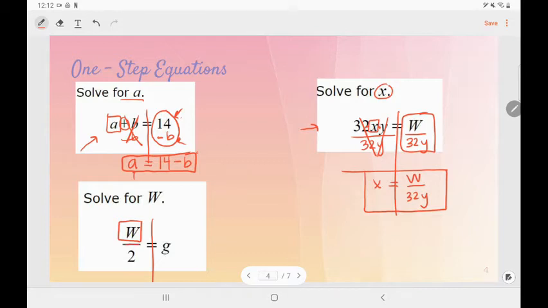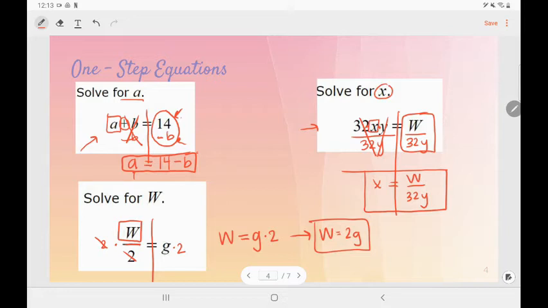Since this fraction bar acts as division, the way I'm going to undo it is to multiply, and I'm going to multiply both sides by 2. When I multiply and divide, that eliminates that, and I have w is equal to. Now I have two options. I can write my answer as g times 2, but in math, we always simplify our answer. When I have a number and a variable, I put the number first and the variable second, and that represents 2 times g. That would be my final answer.